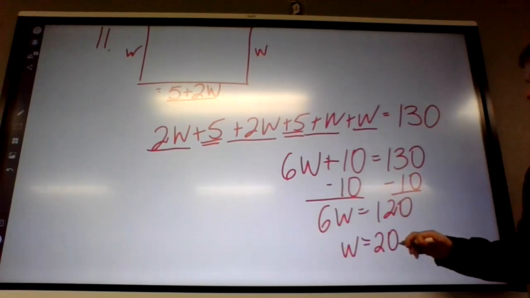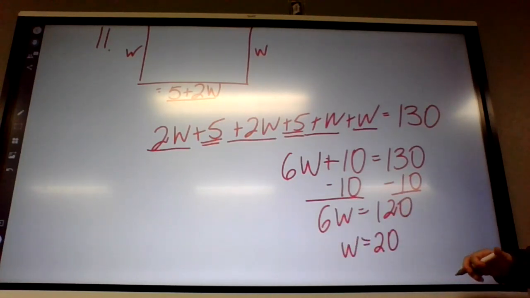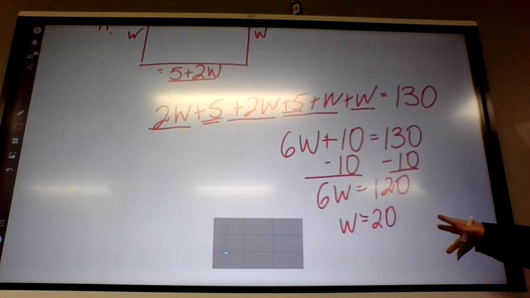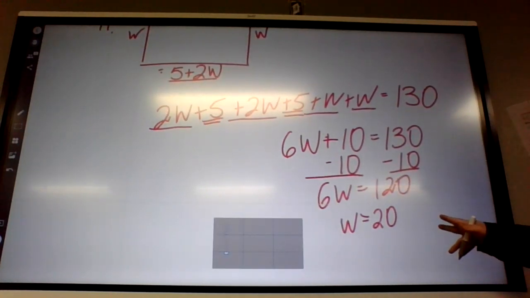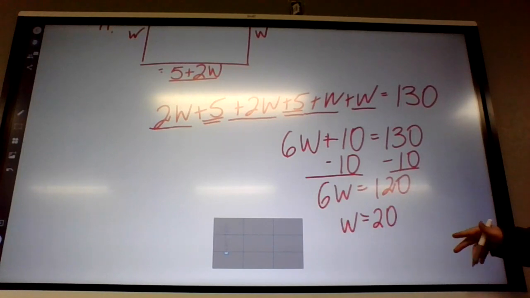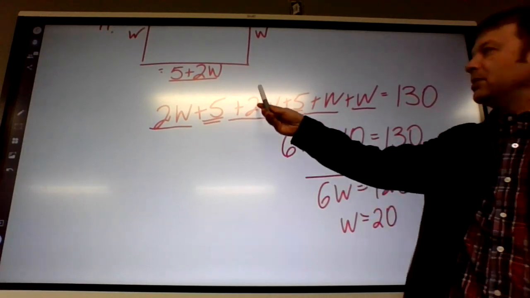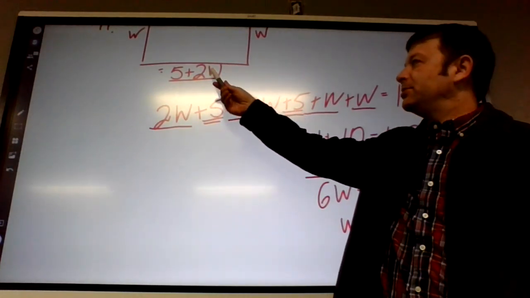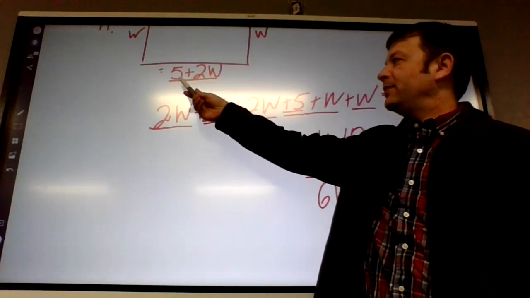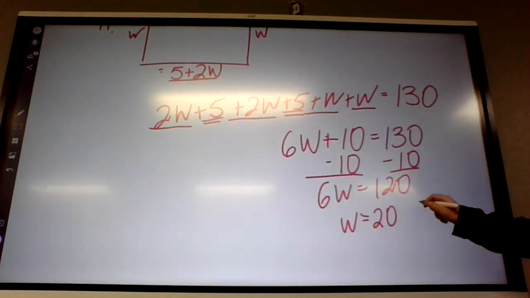What does W equals 20 mean? That's the width of the rectangle. It doesn't give us a measurement type. So the length is 2W plus 5. 2 times 20 plus 5 is 45.